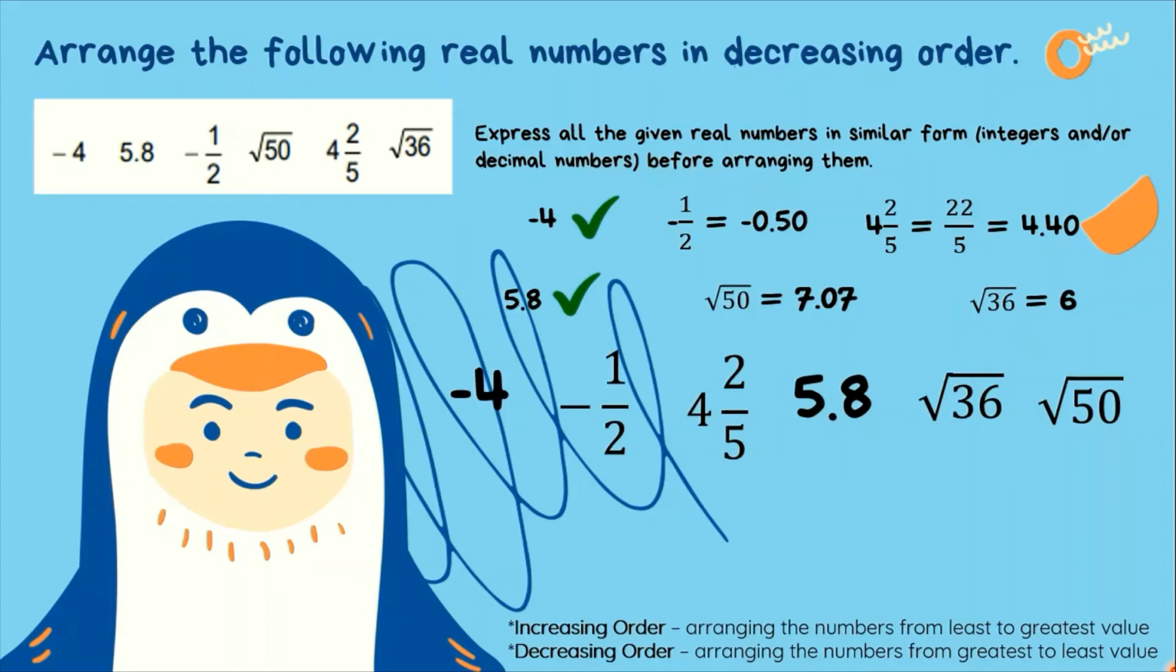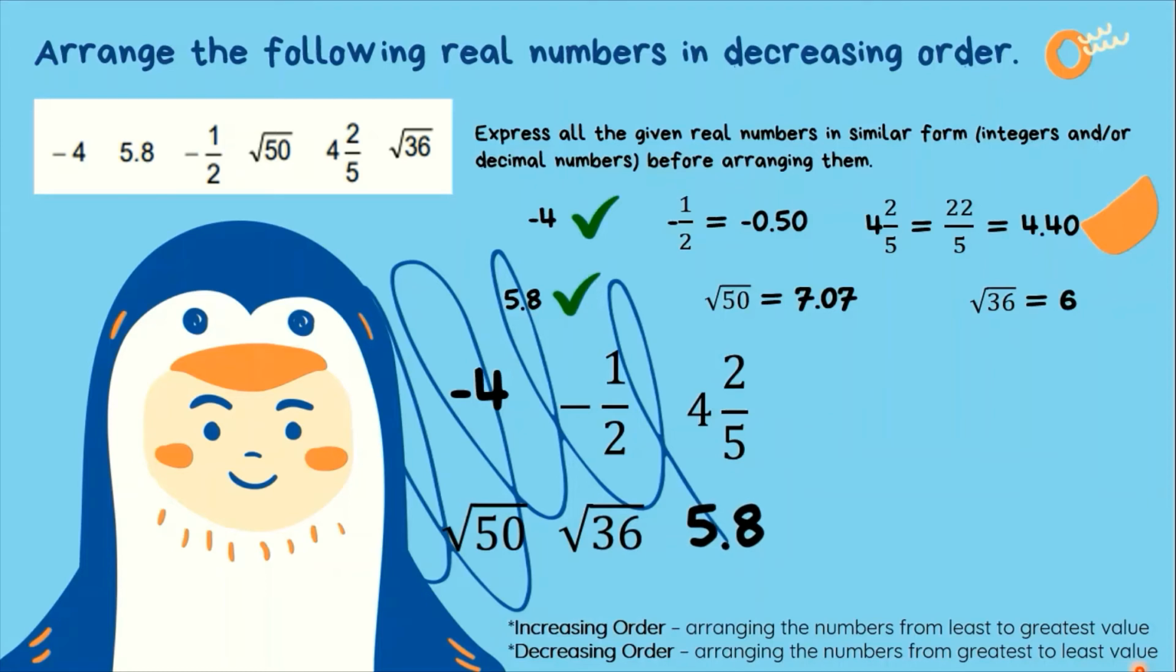Kanina, nabanggit natin na ang may pinakamalaking value sa 6 na real numbers na ito ay si square root of 50 dahil ang kanyang approximate value ay positive 7.07. Kaya siya ang una natin ilalagay dito, from greatest to least. Sumunod sa kanya ay si square root of 36 dahil ito ay may value na positive 6.